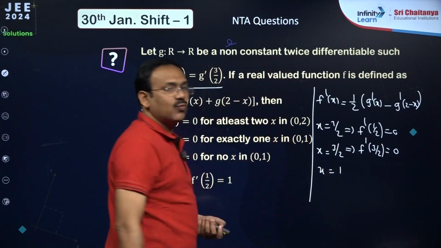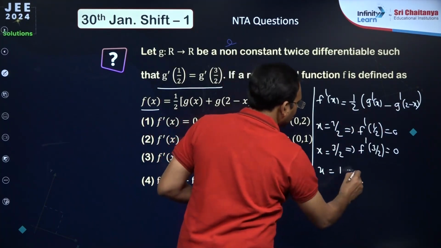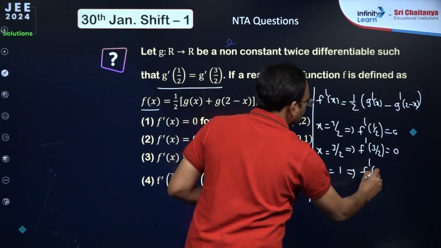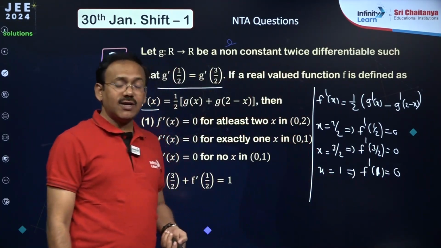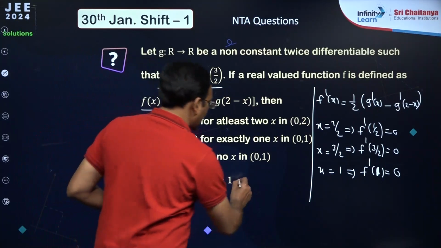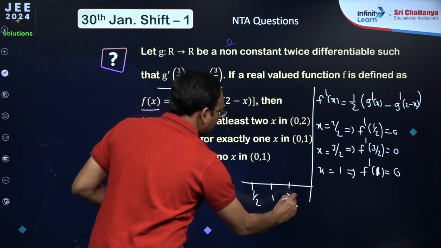Interestingly, put x is 1. So g dash of 1 minus g dash of 1, you will get 0. So f dash of 1 is also 0, my dear friends. So you observed a function f dash where you just take this is 1 by 2, this is 1, this is 3 by 2.